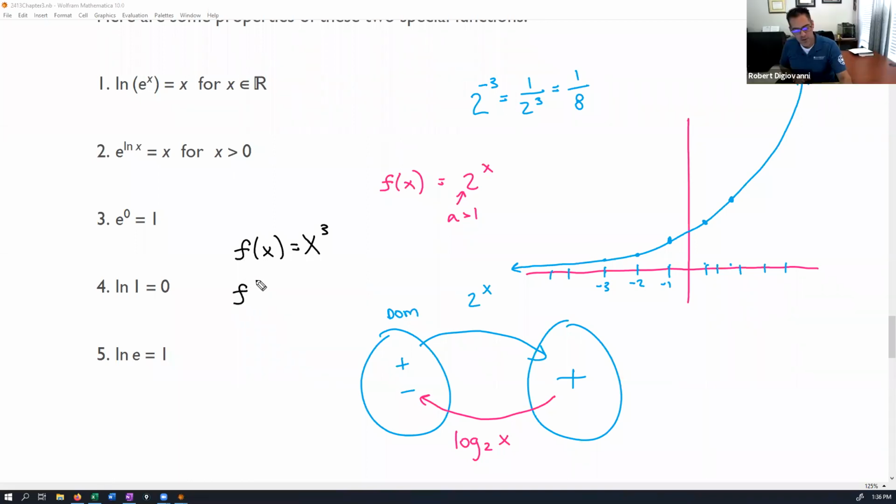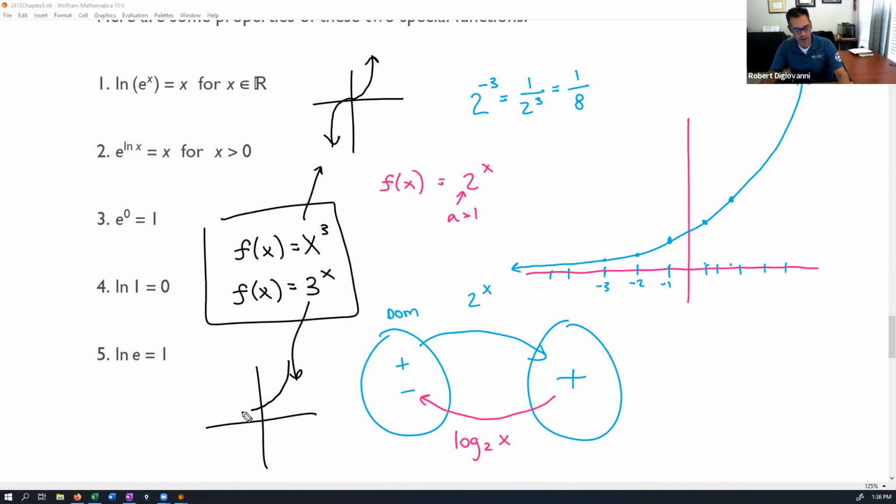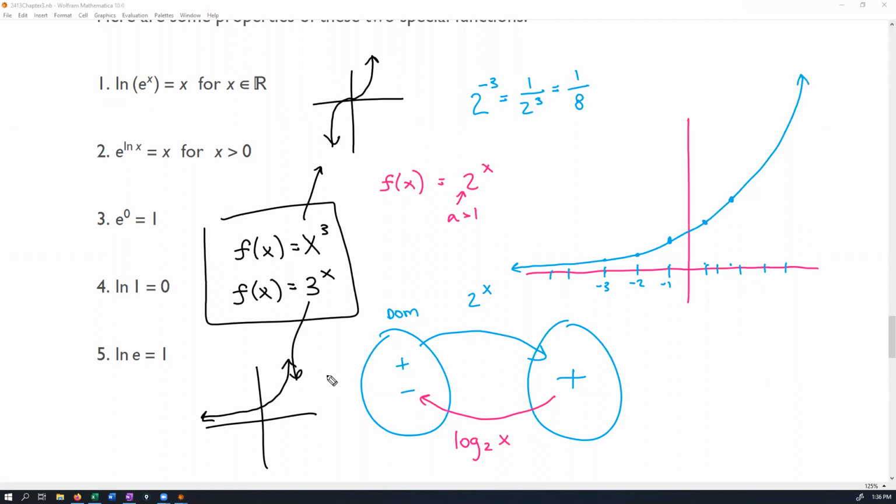Yeah. So these two functions right here are completely different, right? This one, if we graph it, looks like this. This one, if you graph it, looks like this. Understand? Got it? Okay, good.